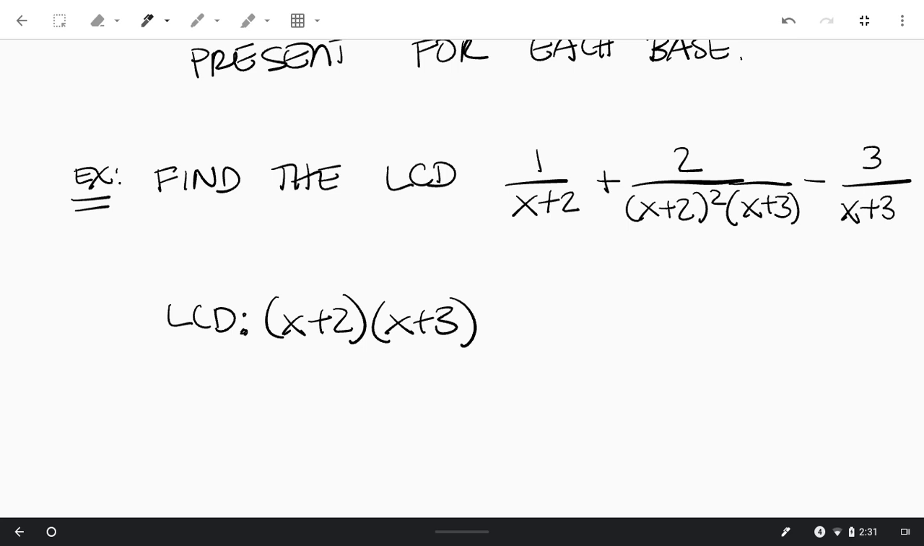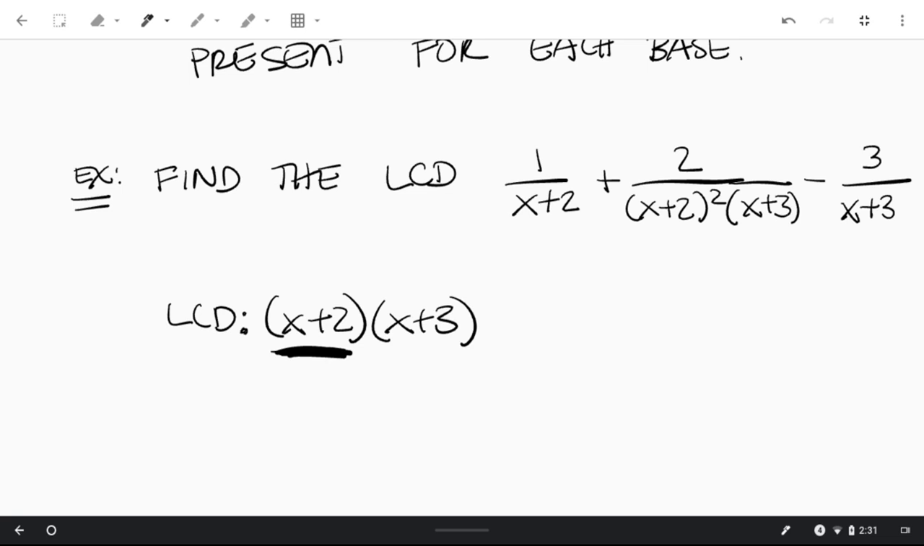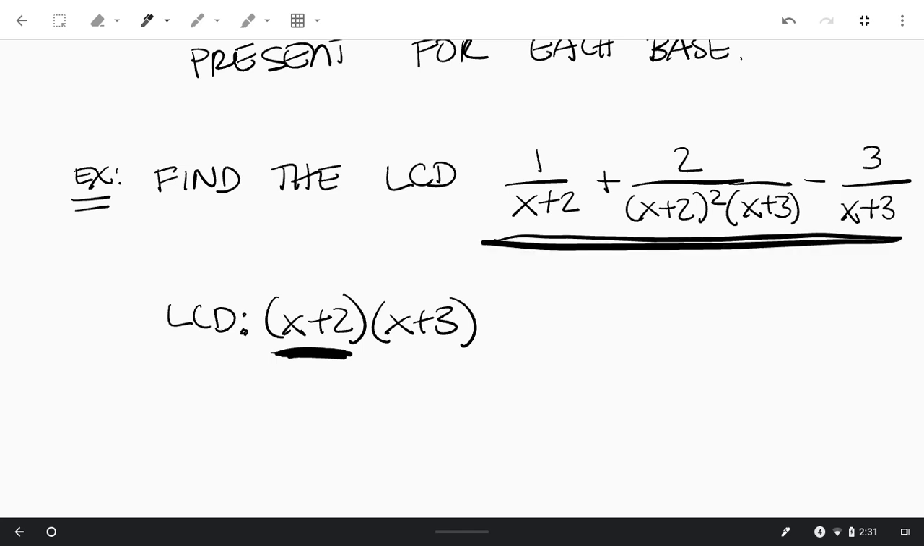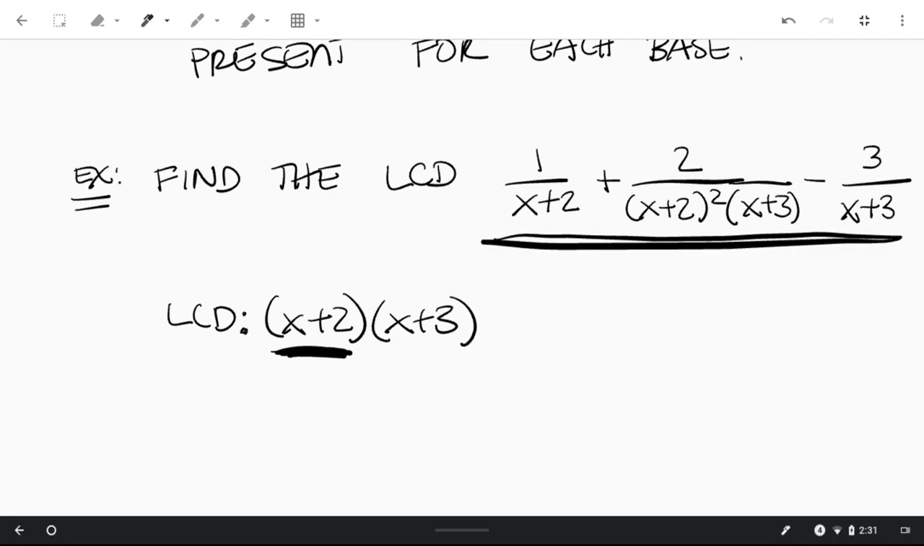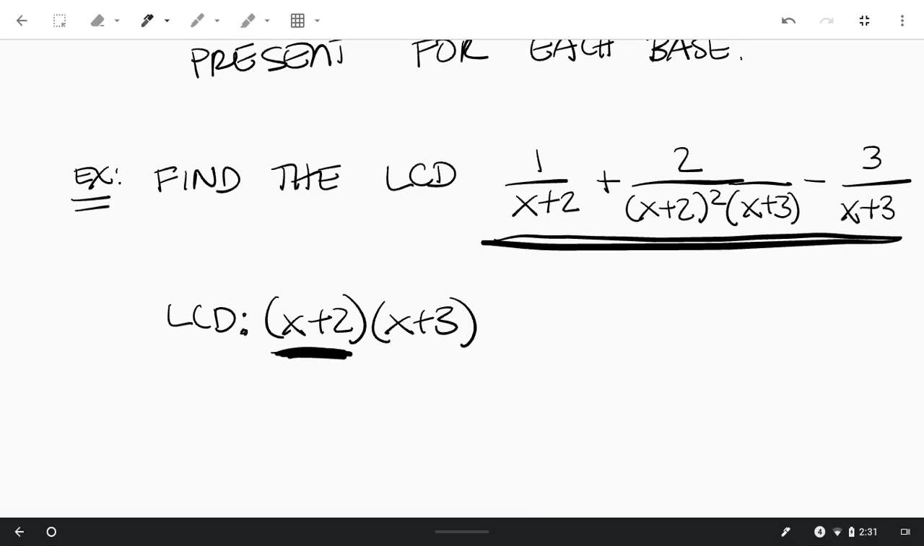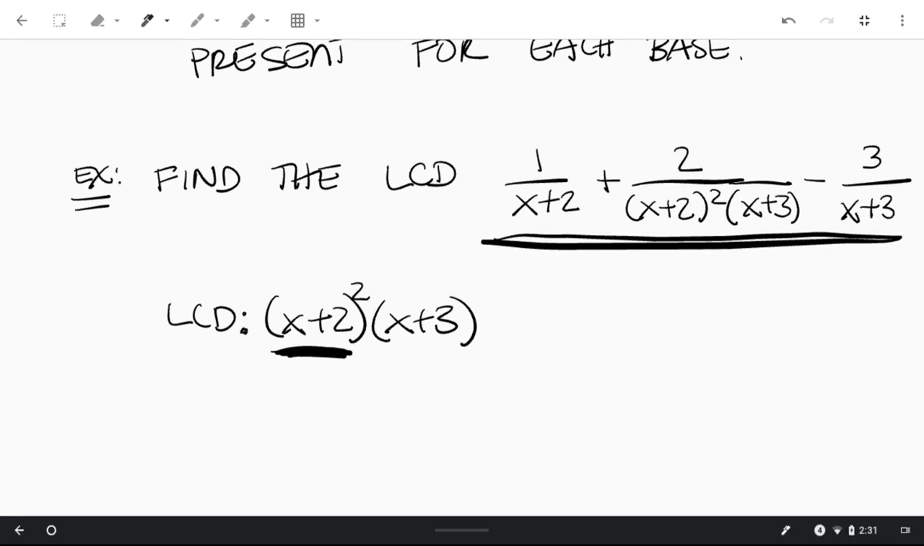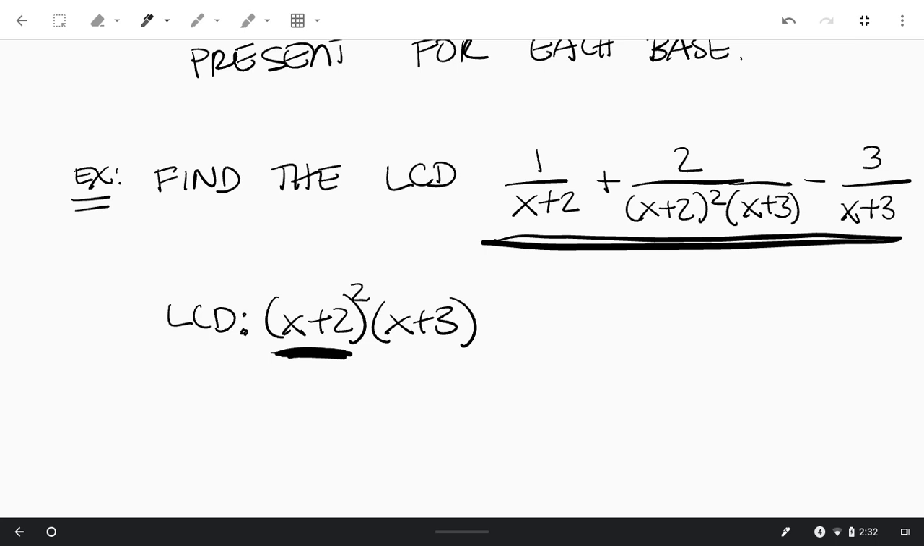Use the highest exponent present for each base. Okay, so let's start with the x plus 2. When we look here at the original problem, we see we have an x plus 2 to the first power, and we see that we have an x plus 2 to the second power. So the highest power that we see here is 2. So here in our LCD, x plus 2 will have a power of 2.